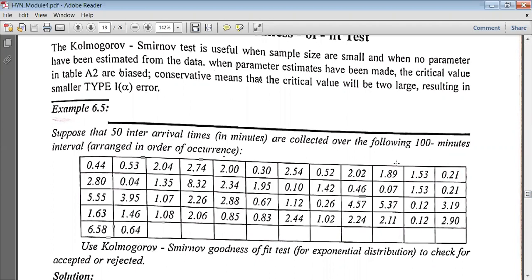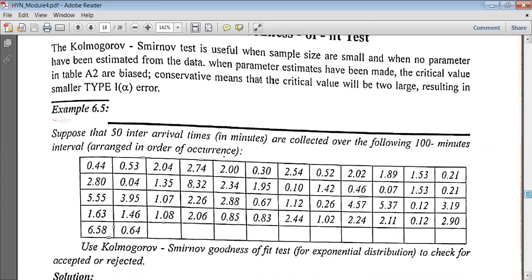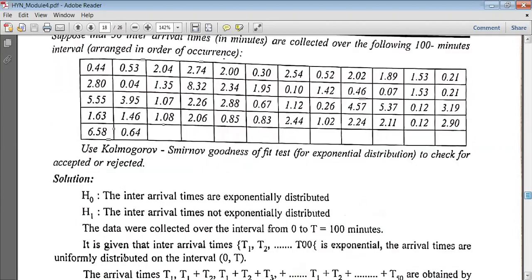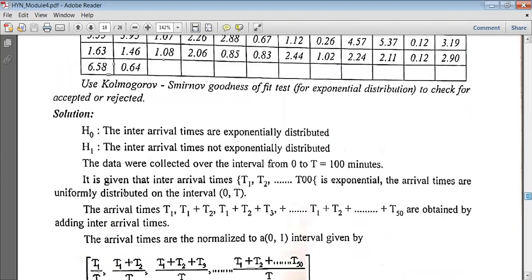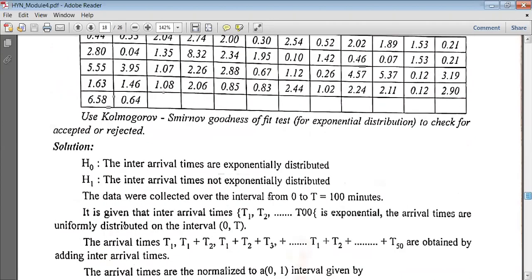Same thing as we did for chi-square goodness of fit test and also for exponential distribution goodness of fit test. The same way here we are using our KS test in order to check whether the data is fit for simulation or not. So the solution goes like this. We have two hypotheses here. H0 is the inter-arrival times are exponentially distributed. H1 is the inter-arrival times are not exponentially distributed, right?